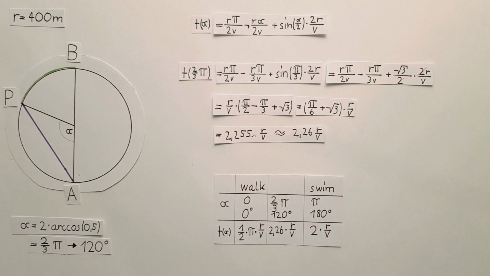At alpha equals 0, we are the fastest. That means if we walk all the way. At alpha 2/3 pi, or 120 degrees, we have the longest.